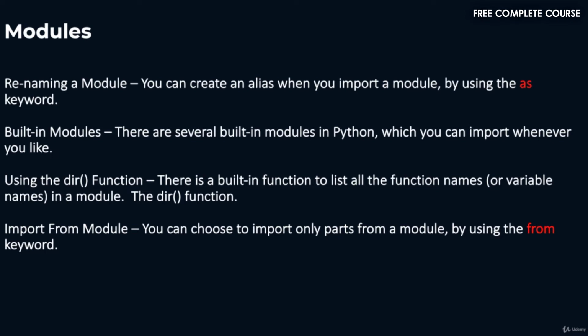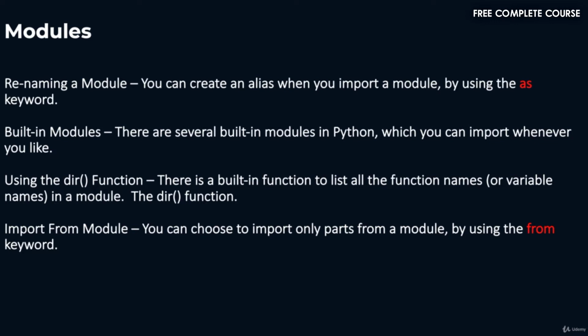You can create an alias when you import a module by using the as keyword. Built-in modules: there are several built-in modules in Python, which you can import whenever you like. There is a built-in function to list all the function names or variable names in a module, the dir function. Import from module: you can choose to import only parts from a module by using the from keyword.